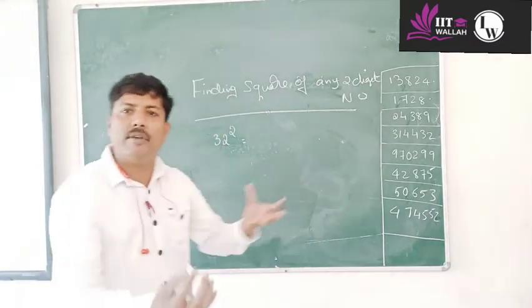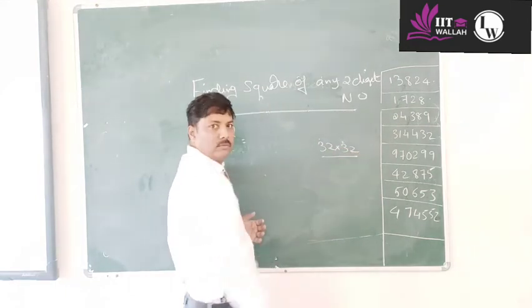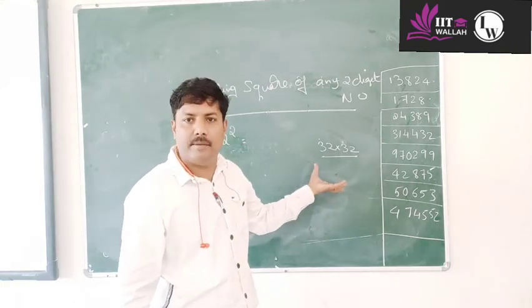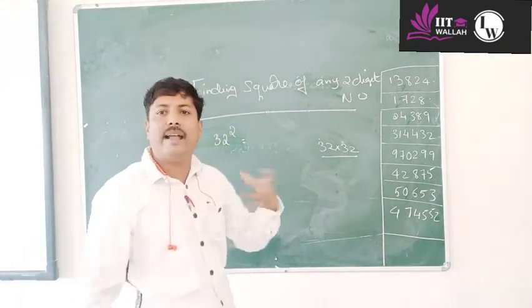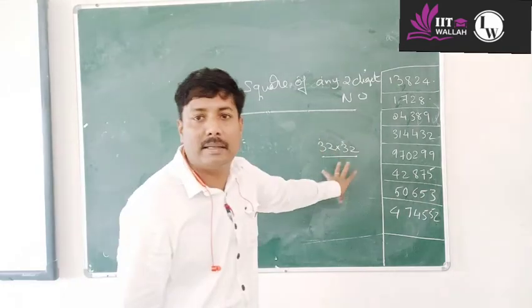Okay? Generally what we will do? We will multiply 32 into 32. It will have 2-3 steps and it will kill your time. Right? So how can we find the square of 32 very fast? Faster than this method.